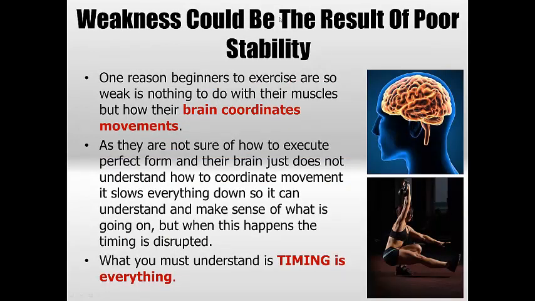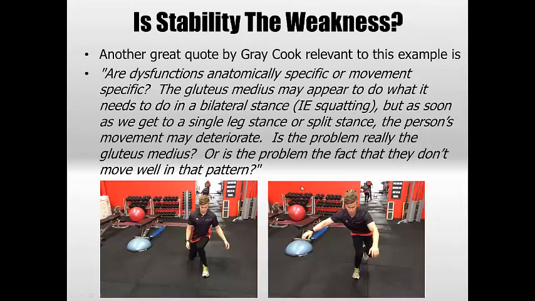The next thing could be, the weakness could be the result of poor stability. So this is very common to beginners. So the reason they're weak is not because their muscles aren't weak, or not necessarily truly weak. It's the way that their brain's coordinating the movements that makes them weaker. Because they're not sure of how to do things, and the brain doesn't understand how to coordinate it, it slows everything down so it can understand and make sense of what's going on. But when that happens, the timing's disrupted. And understand the timing is everything. So if you get the timing right, the strength is increased significantly.